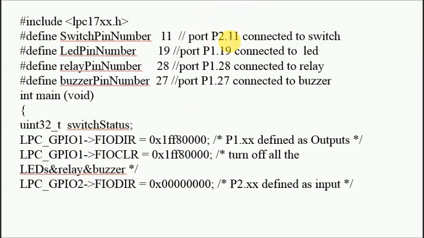Similarly, at port 2 we have connected the switch. Now this port 2 pin number 11 should be configured as the input. So here we have to write down the 0. Now you can see here the general purpose input output 2 means the port 2.